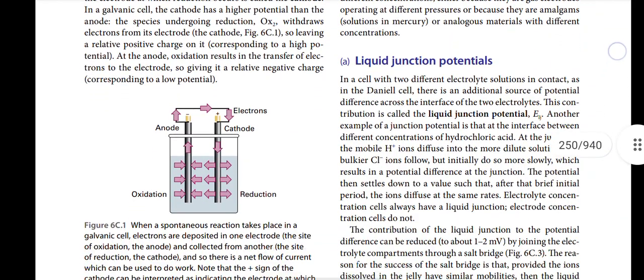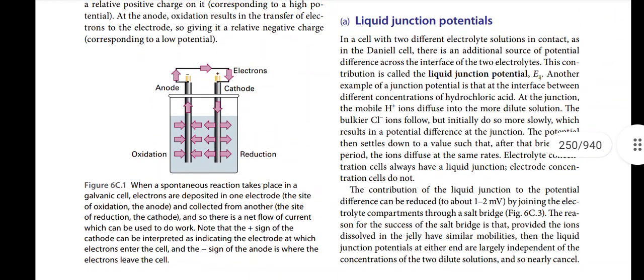A. Liquid junction potentials. In a cell with two different electrolyte solutions in contact, as in the Daniell cell, there is an additional source of potential difference across the interface of two electrolytes. This contribution is called the liquid junction potential. Another example of a junction potential is that at the interface between different concentrations of hydrochloric acid.